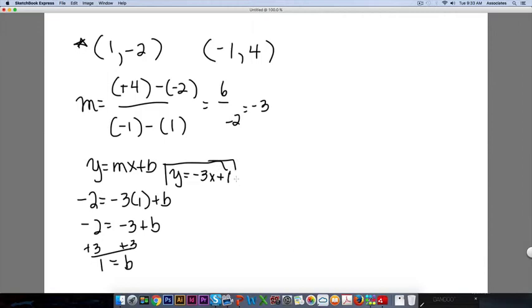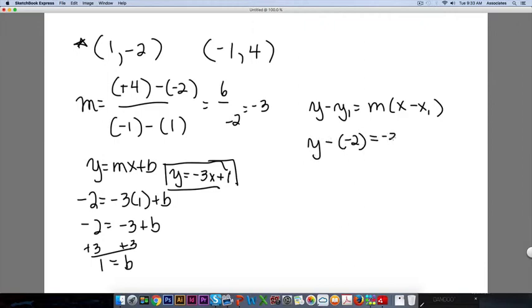Now, it's the same line, so if I use the point slope, y minus y1 equals m times x minus x1, I should get the exact same answer. So y minus the y from the first part is equal to the slope, which was -3, times x minus the x from the first part. This one, the algebra is just a little bit more complicated.